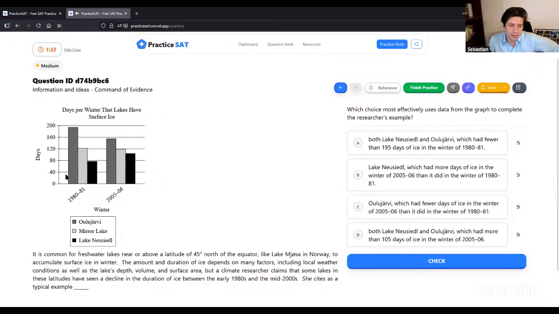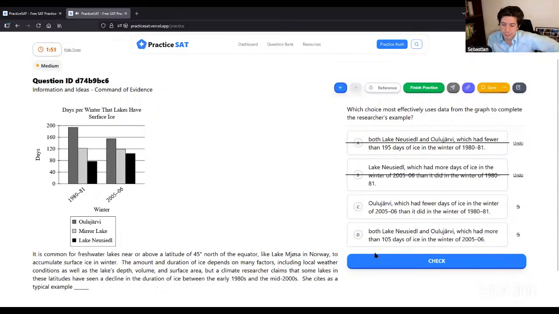Just looking at it, I'm guessing we're going to be comparing Ullashvarvi in 1980 to Ullashvarvi in 2005 because that's where there's the big drop, right? B, Lake Nusido, which had more days of ice in the winter of 2005 than it did in the winter of 1980. That doesn't go with hers because she says there's been a decline. C, Ullashvarvi, which had fewer days of ice in the winter of 2005 to 2006 than it did in the winter of 1980, 1981. So that's the one I was guessing would come up, and that should be it.